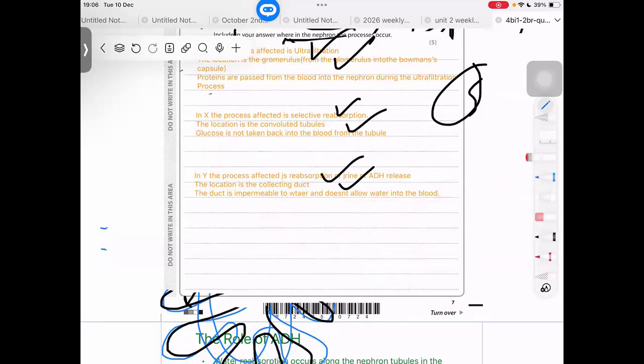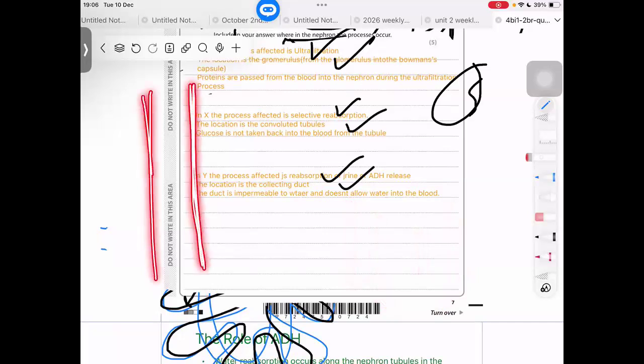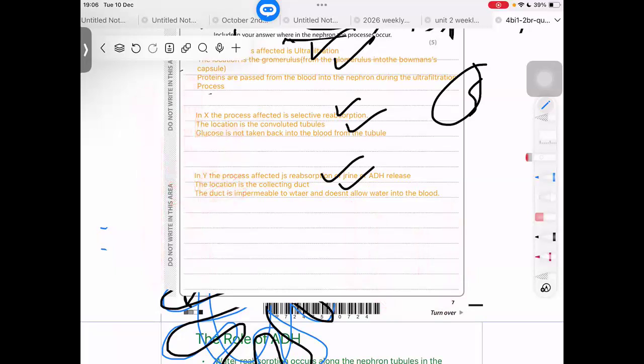You can see here they have said the process affected is reabsorption of urine or ADH release. ADH means antidiuretic hormone. When this ADH is there, the collecting duct becomes more permeable, and it will allow water to be reabsorbed. It allows water to be reabsorbed into the blood.